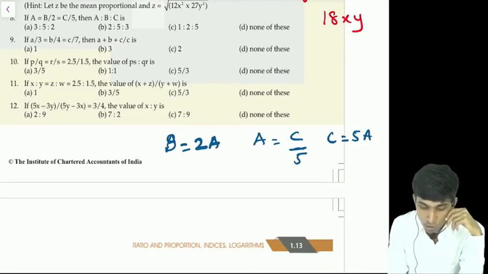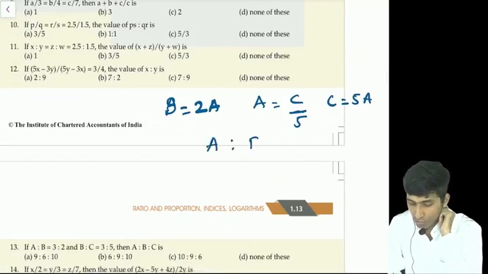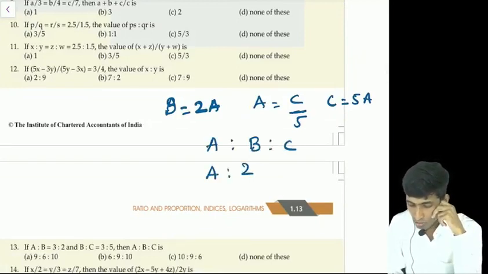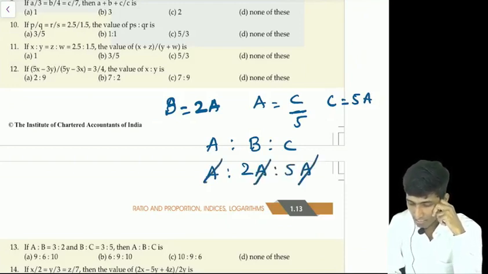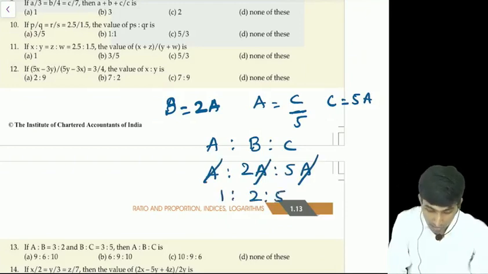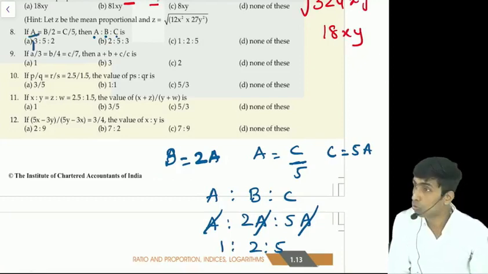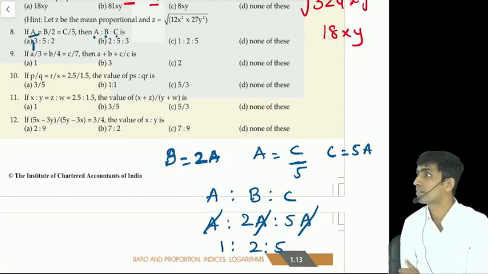They are asking the ratio of A is to B is to C. A is how much? A. B is how much? 2A. C is how much? 5A. A cancels, A cancels, A cancels. The answer is 1 is to 2 is to 5. Actually, no need to calculate. Whatever is the denominator, A by 1, B by 2, C by 5, 1 is to 2 is to 5 is the answer.